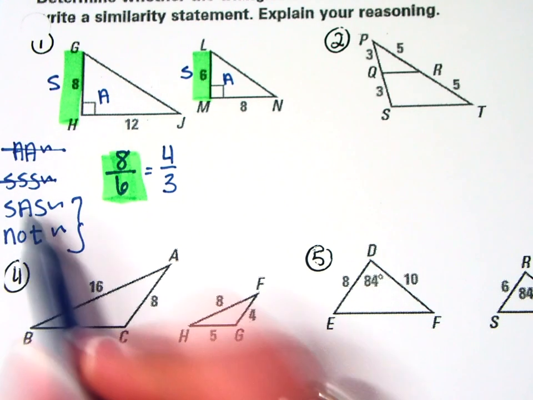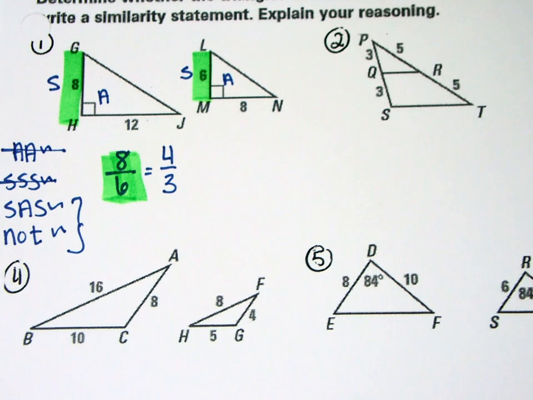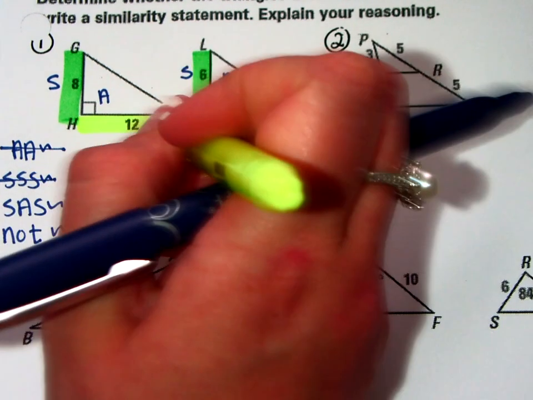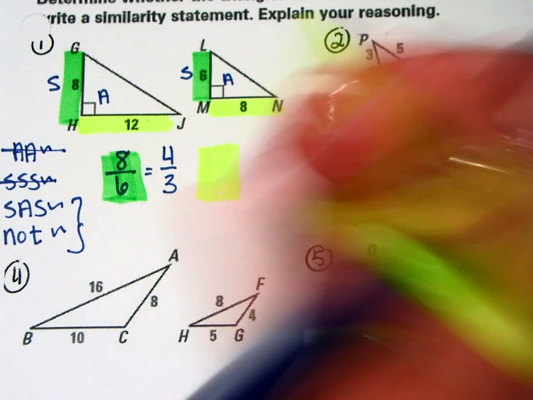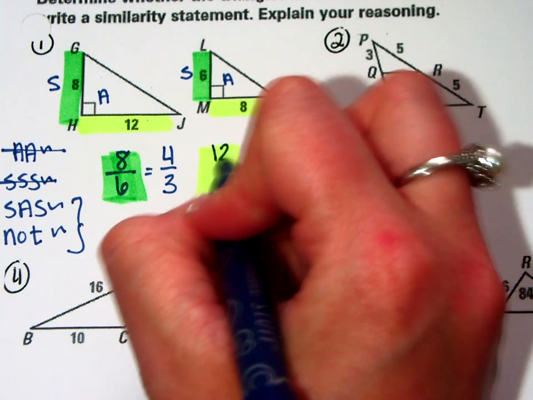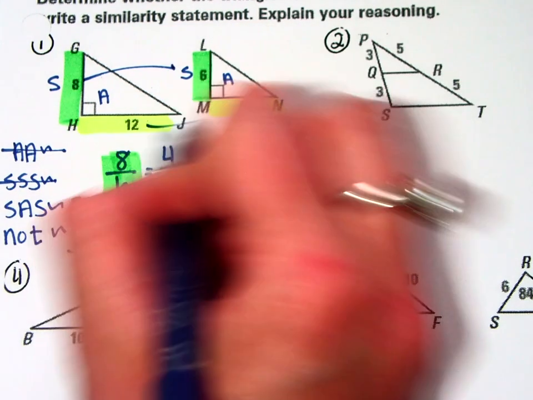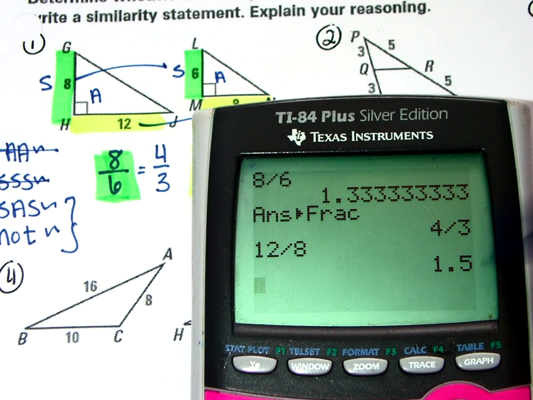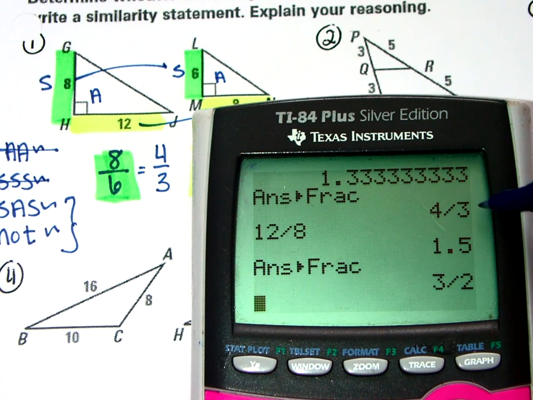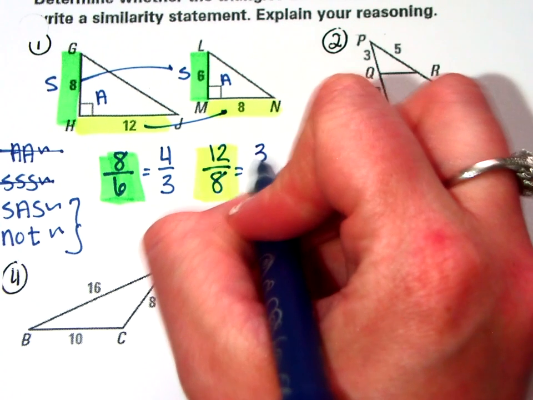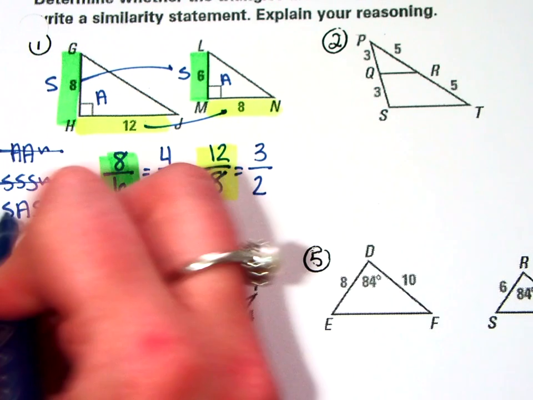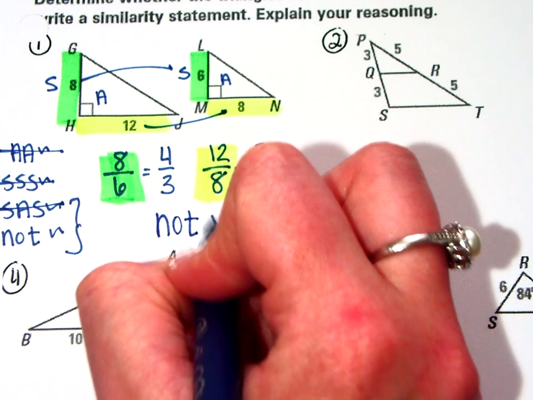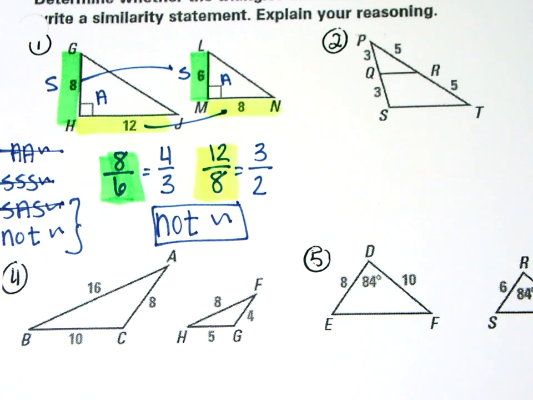Now, it's not necessarily going to be side-angle-side just because I give you sides and angles. You have to check all the sides. 12 corresponds to 8. Remember, we went 8 to 6, and now you have to do 12 to 8. So 12 divided by 8 gives me 1.5. I should notice right off the bat that these two decimals are not going to be the same. So math, enter. I don't get 4/3, I get 3/2. These do not match, so this cannot be side-angle-side. It has to be not similar. Your fractions have to reduce to the same number.